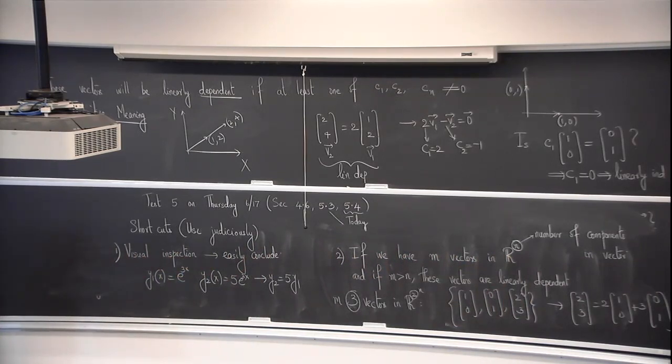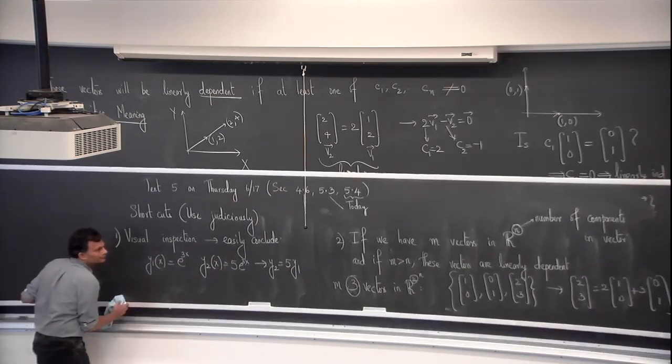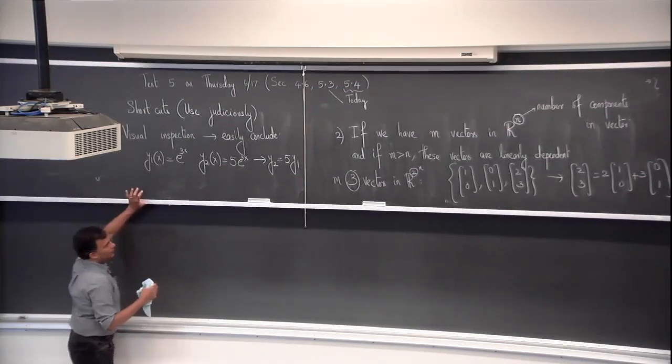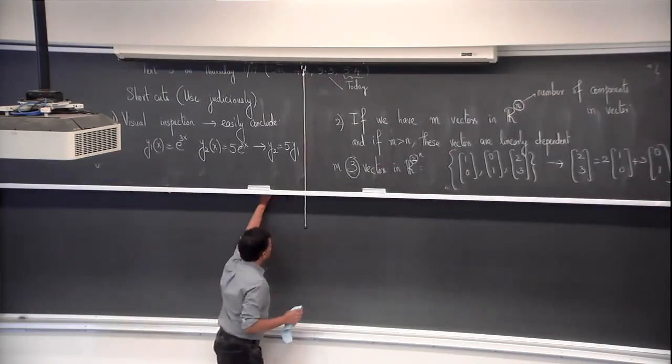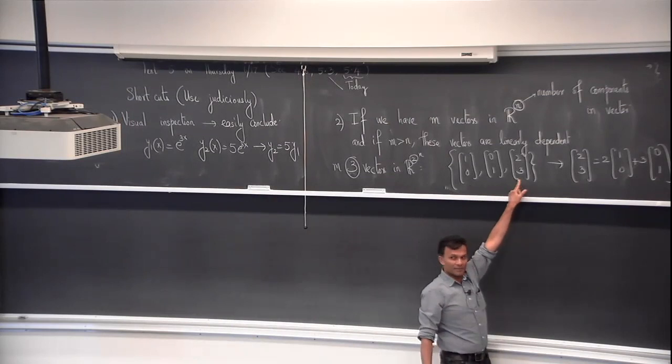If m is greater than n, which means we have more vectors in Rn, those vectors are linearly dependent. So even if the first two are linearly independent, okay, this thing kind of messes it up.